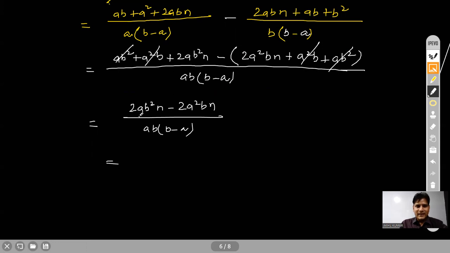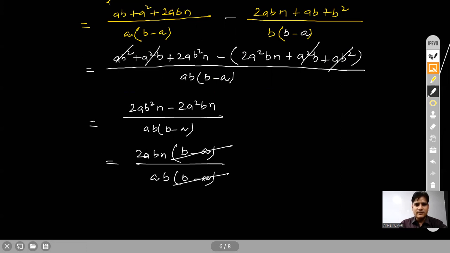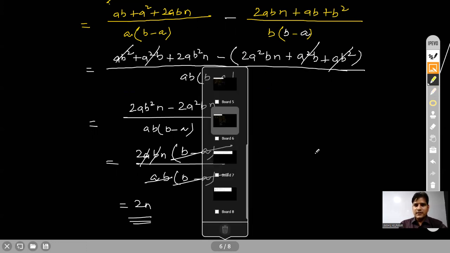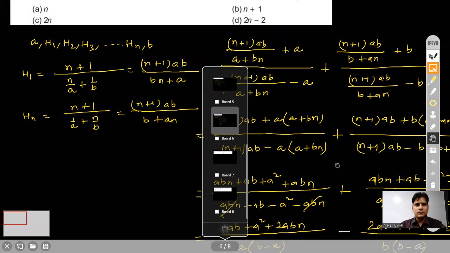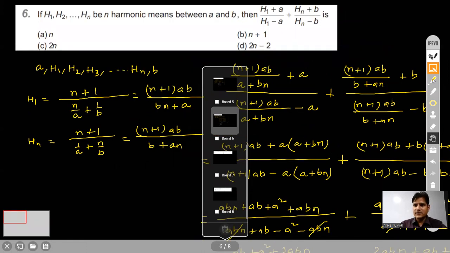So in the numerator, we can take 2ABN common. So we will have 2ABN into (B minus A) upon AB into (B minus A). So this B minus A and this B minus A will cancel out. This AB and this AB will be cancelled out. So the final value of this expression will be 2N. So let's see whether it is there in the options or not. 2N. So yeah, it is there. Option C is correct for this question.